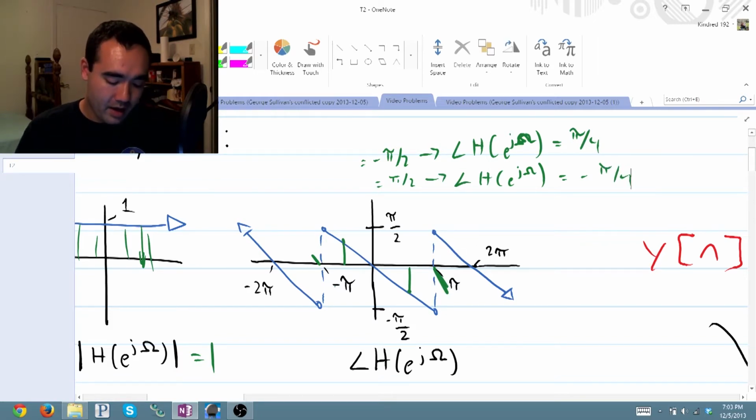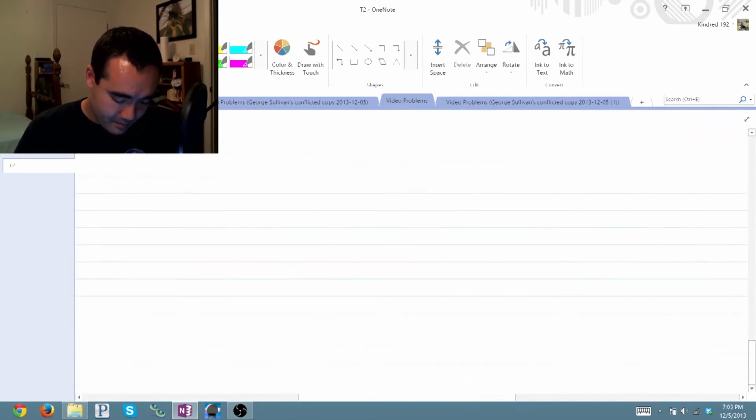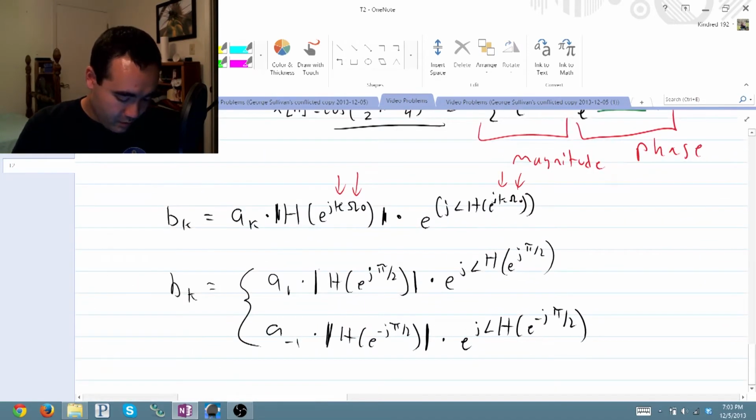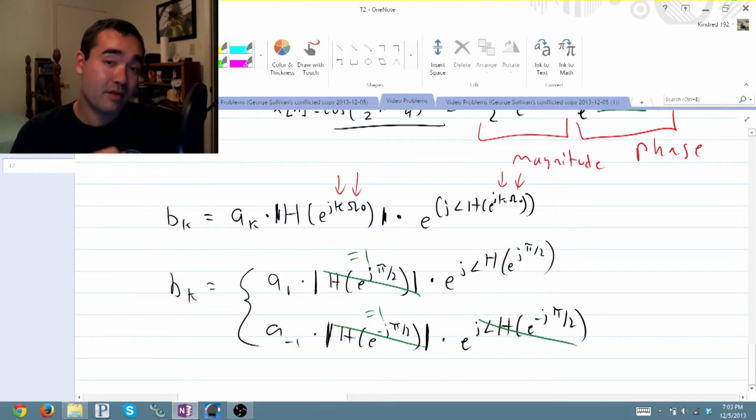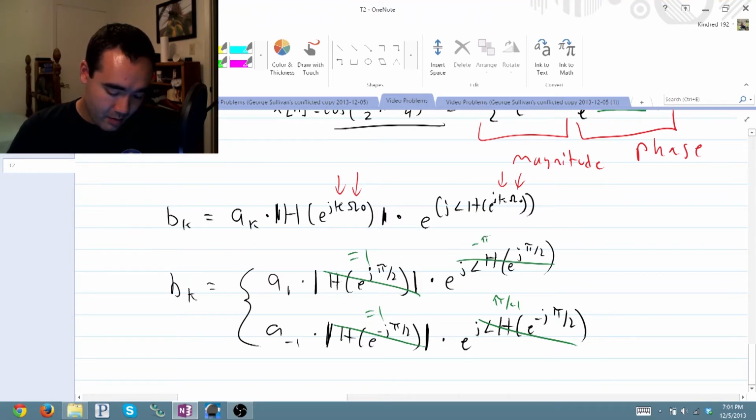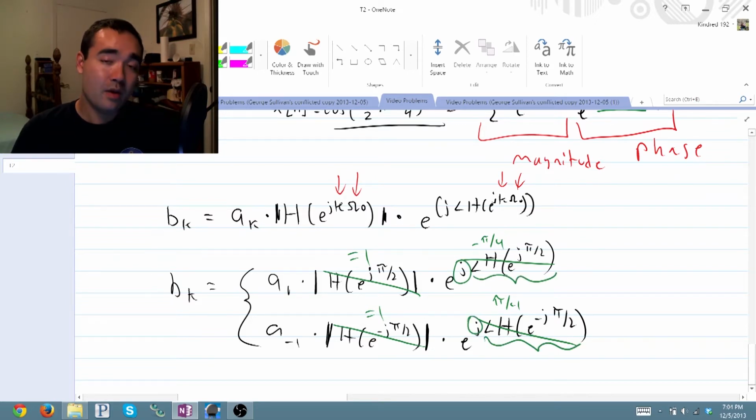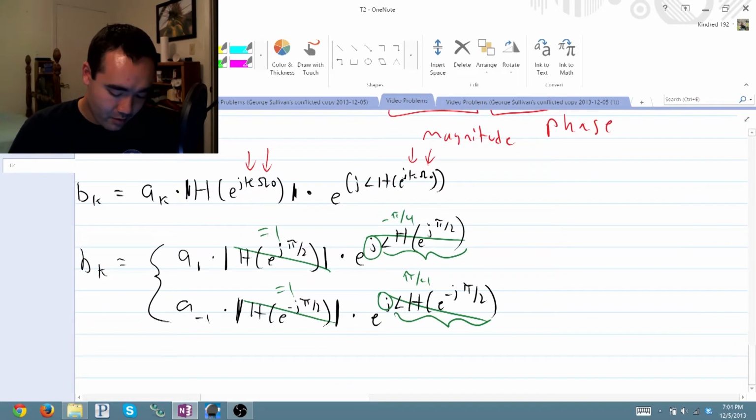So we'll bring these values down to the bottom here. We know that this equals 1, this equals 1, and this, because it's the negative 1, it's the negative value of k, is pi over 4, and this is negative pi over 4. Keep in mind, we're not getting rid of these j's, we're just replacing this function with the respective pi over 4 and negative pi over 4. So this equals a sub 1 times e to the negative j pi over 4. This is equal to a sub negative 1 times e to the positive j pi over 4.